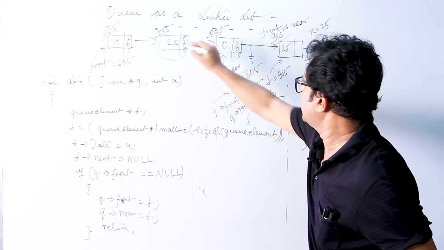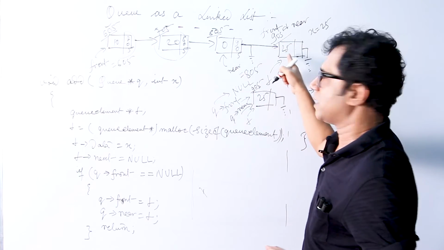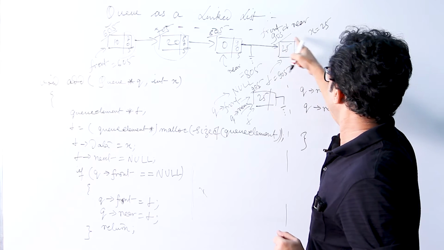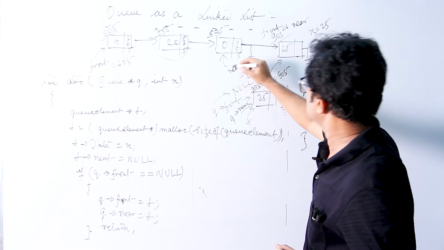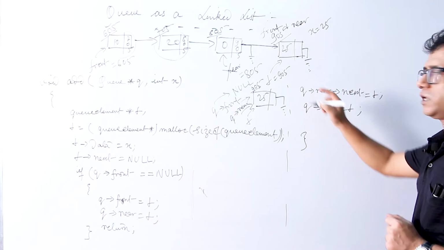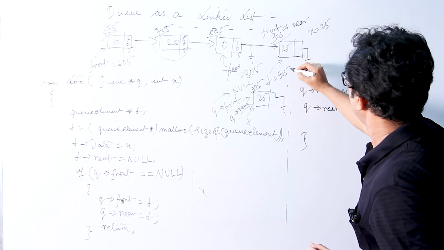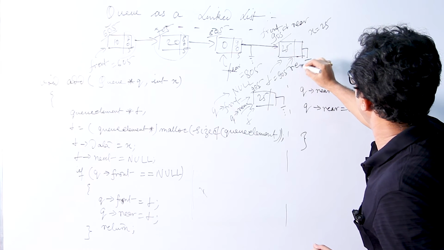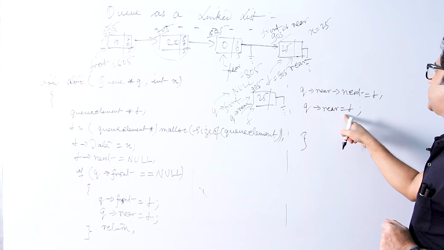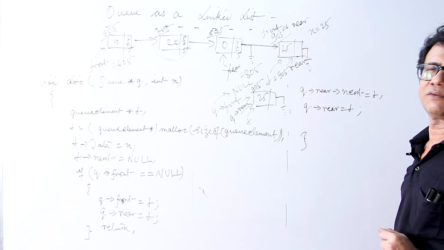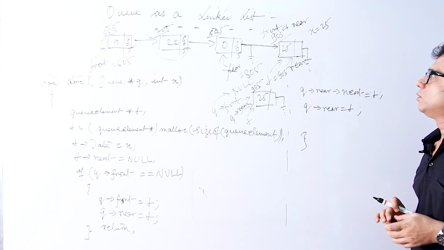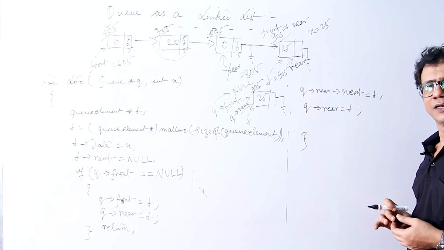Suppose after the addition of the new node, the queue becomes larger, and this will now be the rear node of the queue data structure. So the rear doesn't point to this 805 memory location anymore. Now the rear will point to which one? Rear will point to this 905 memory location. So q rear is equal to t means q rear is equal to 905. So this is the addition operation of the queue as a linked list.